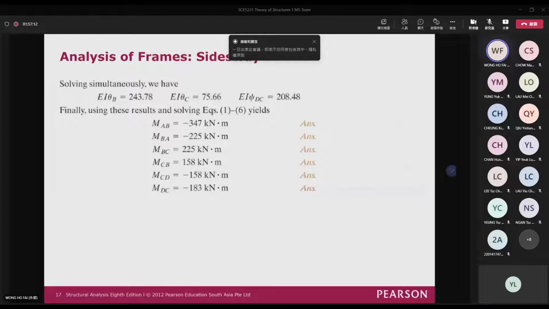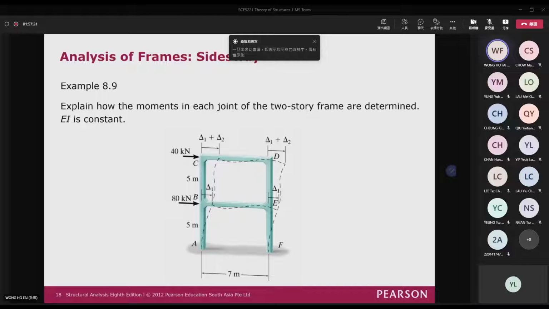So this is the way to solve the so-called sideway frame. Well, actually, the method can also be extended to a multi-story frame, as you can see here. We have delta 1, and then at the upper level we have delta 1 plus delta 2.